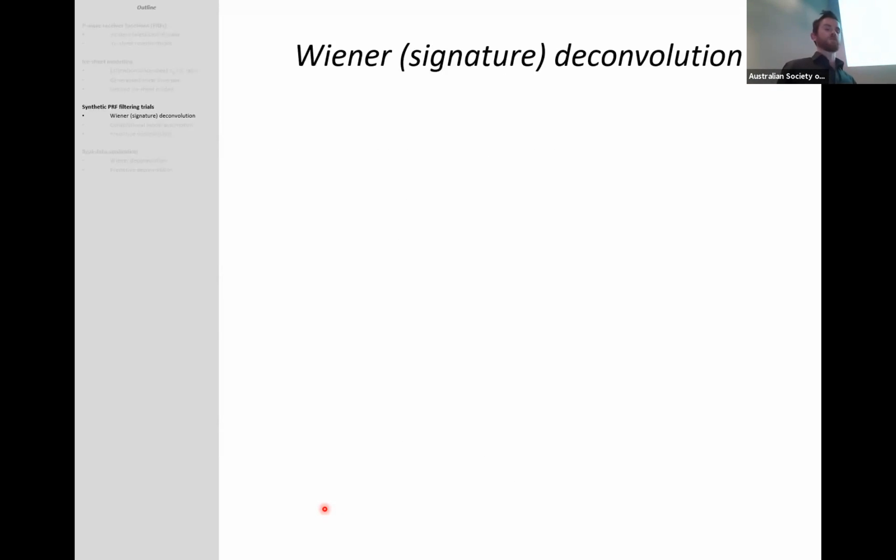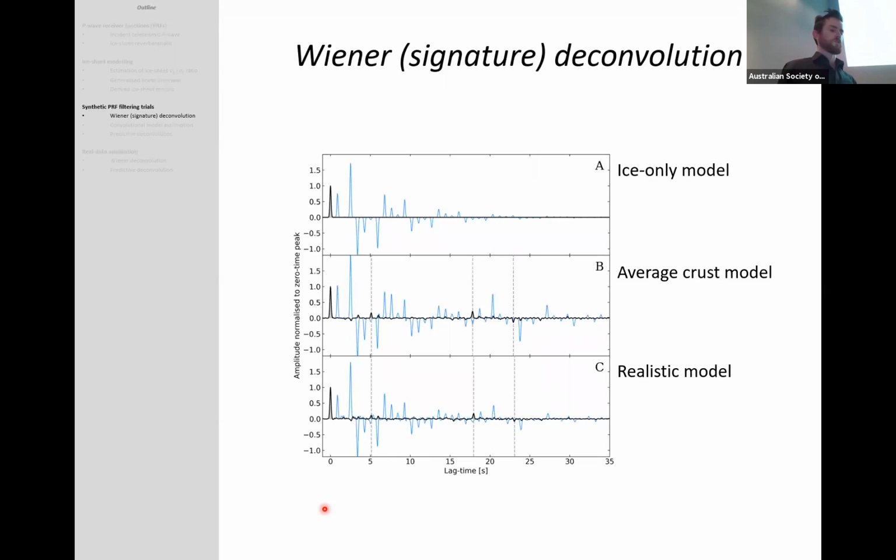Wiener deconvolution, aka signature decon, can be used to compress a known signal to a spike at time 0. Here we have used the ice model receiver function and filtered the PRF to only be the 0 time peak. This is shown in figure A, with the original receiver function in blue and the desired output in black. The filter designed in this process was used in the following stages.